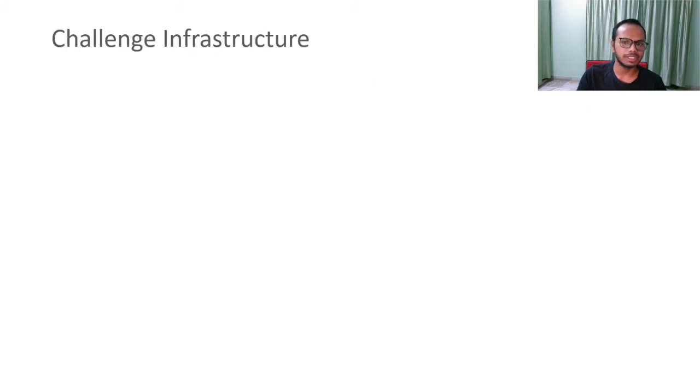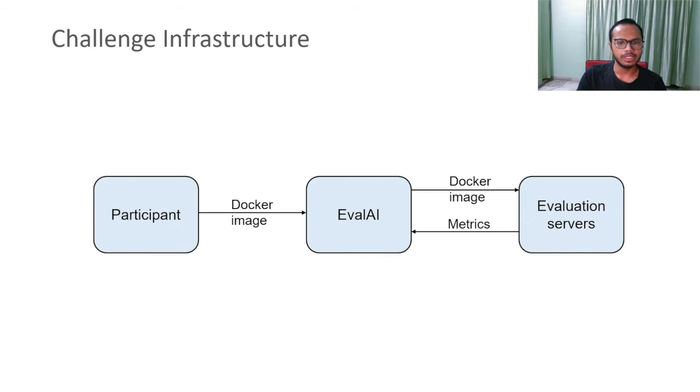Here, we briefly discuss the challenge infrastructure. The Multi-on challenge is hosted on EvalAI, an open source platform for evaluating and comparing machine learning and artificial intelligence algorithms. Participants implement their model in Docker images and submit it to EvalAI. The Docker images are then evaluated on our evaluation servers and the results are sent back to EvalAI.